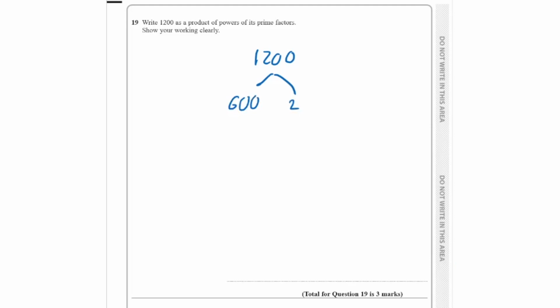Now, 2 is a prime factor, which means that it can only be divided by itself and 1. So we can actually end the branch right here by drawing a circle. But 600 can be divided further. It can be 10 times 60. 10 can be 5 and 2, but these are prime factors, so we end the tree here.